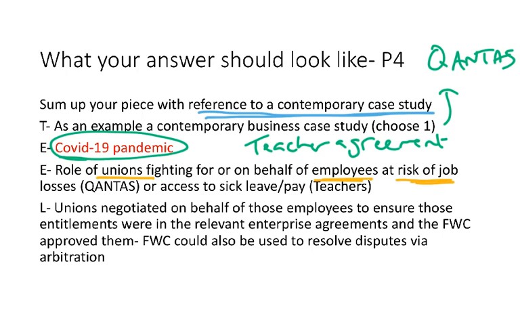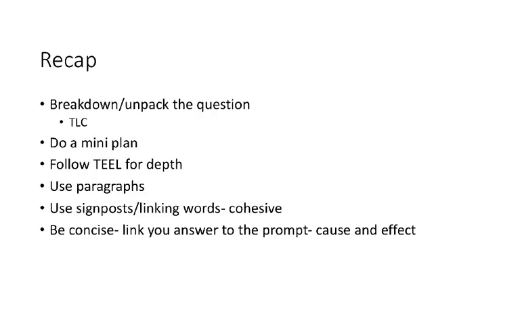job loss. This is sort of going back to the enterprise agreement that they have negotiated previously. So upholding those conditions of that enterprise agreement. So job losses or accessing sick leave or pay. So the link could be the unions negotiated on behalf of those employees to ensure those entitlements were relevant in the enterprise agreement and the Fair Work Commission approved them. So the Fair Work Commission could also be used to resolve disputes via arbitration, particularly if that employer is not upholding that enterprise agreement.